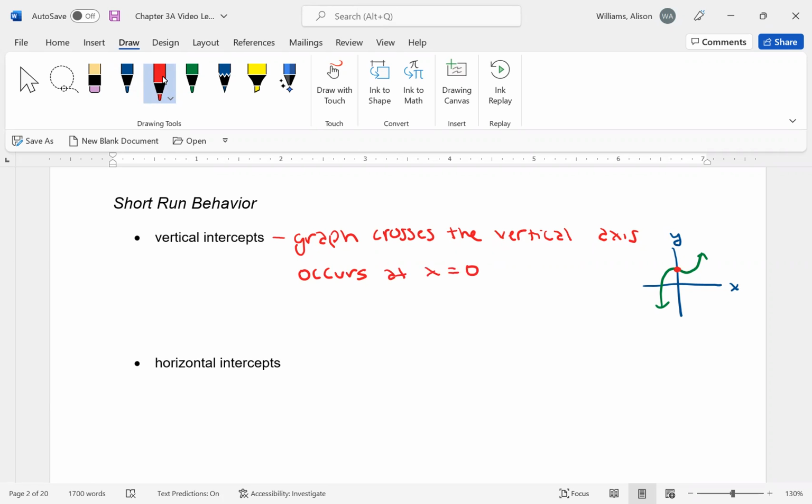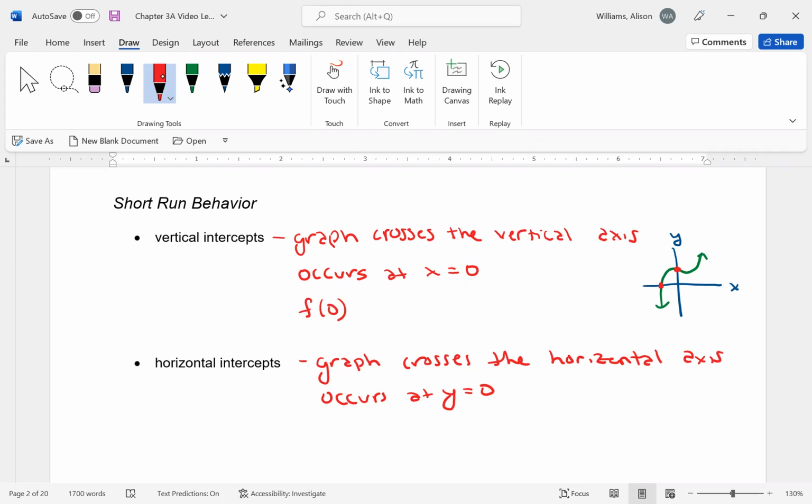Okay, so horizontal intercepts, that's when the graph crosses the horizontal axis. In our picture, that would be right there. That occurs when y equals 0. Now it does get a little more complicated when we start talking about function notation and polynomials. For vertical intercepts, this is kind of nice, we'll basically be plugging in 0 into our function, whatever that is, and whatever we get out is going to be our intercept.